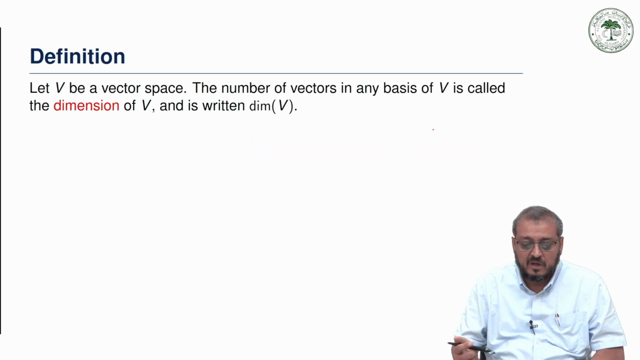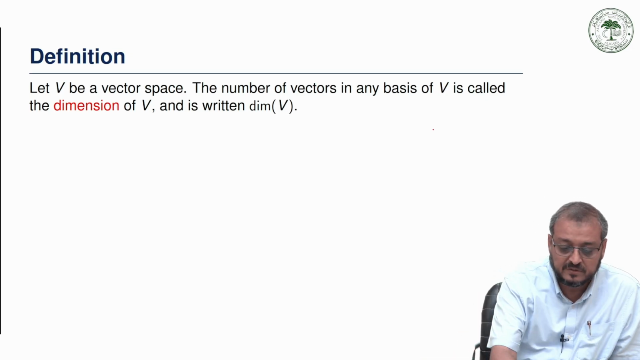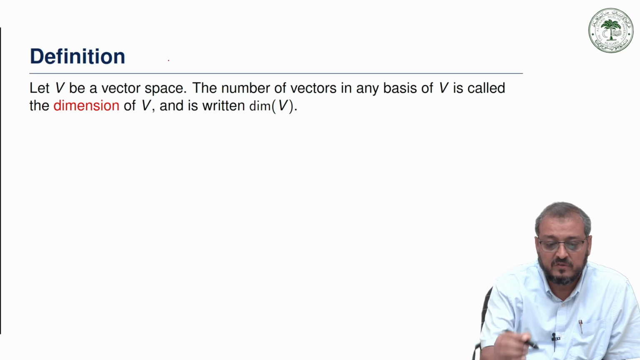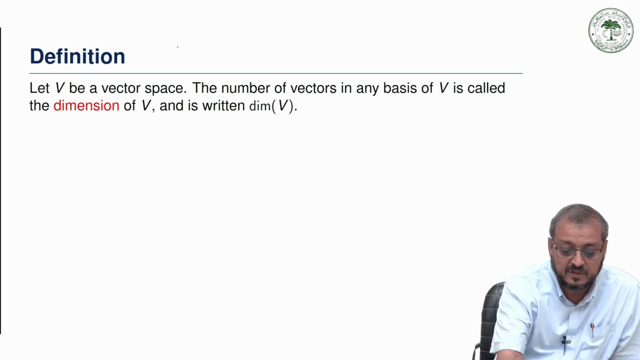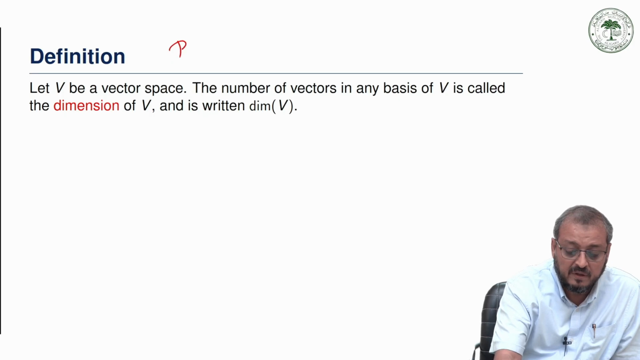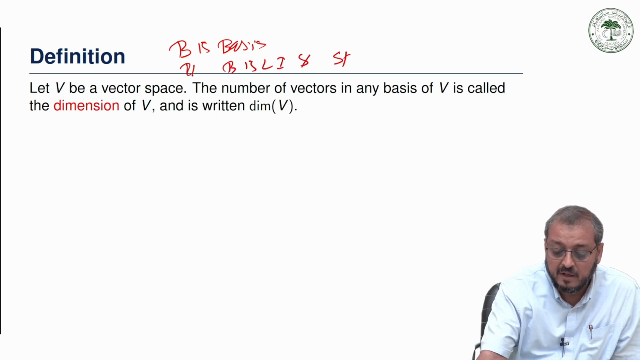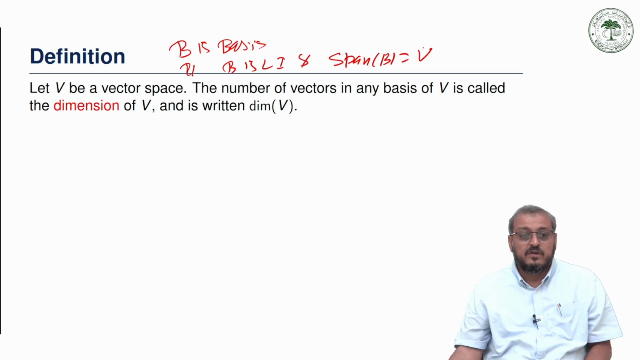For a basis, you already know that we have two things to check. A set B is a basis if B is linearly independent and the span of B is equal to V, that is, it generates all of V.